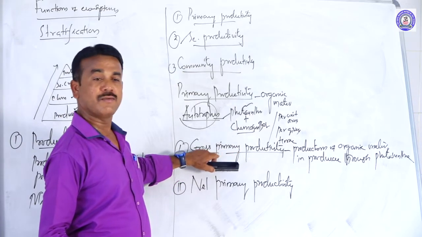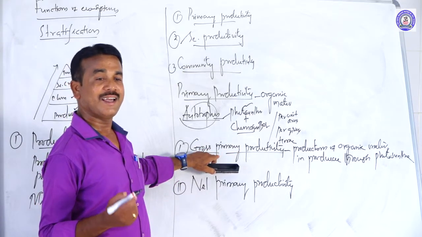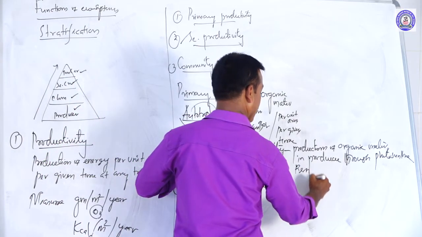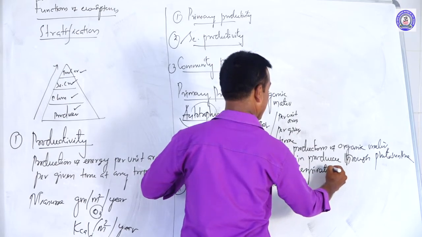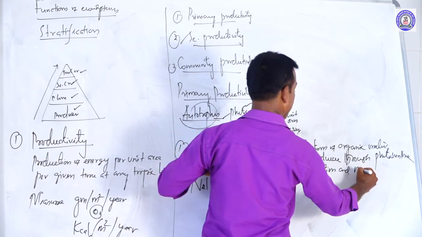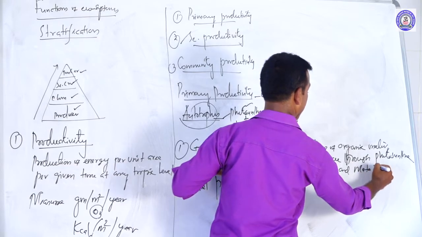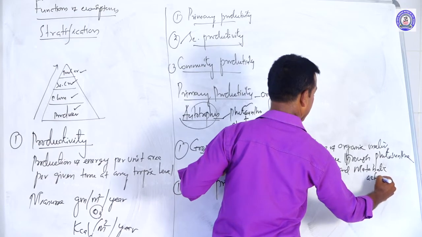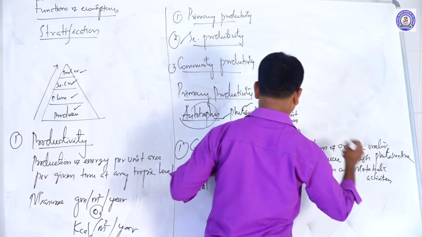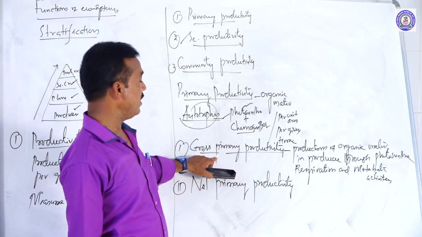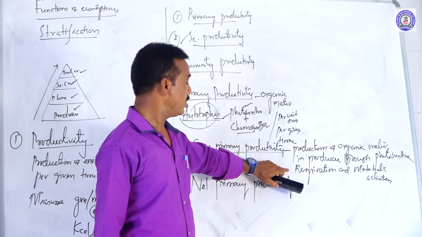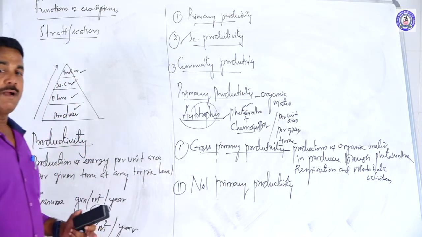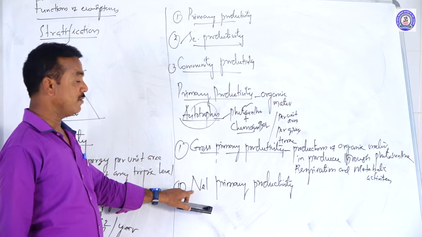During gross primary productivity, some of the energy is lost during respiration and metabolic activities. So, during gross primary productivity, some of the energy is lost during respiration and the metabolic activities. Shall we go to the next one, commonly called net primary productivity.